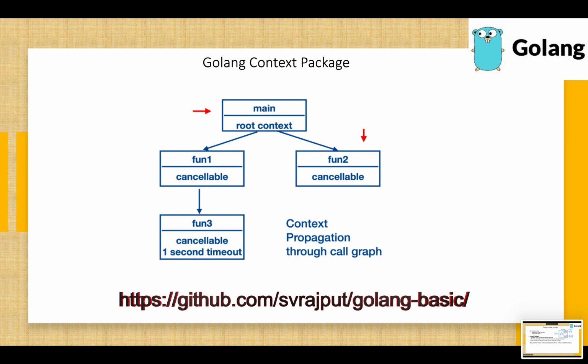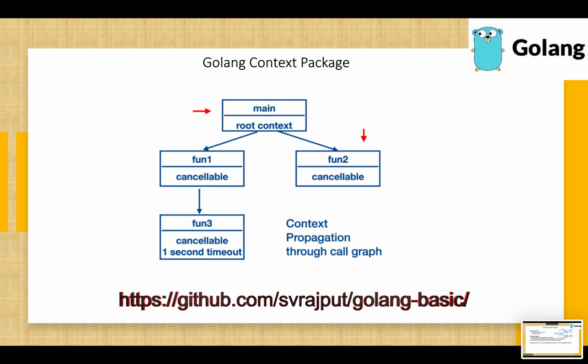Here is an example which shows how the context propagates throughout the life cycle. For example, the main Go routine creates the root context and derives a cancellation context from the root context and passes it to function 1 and function 2. Function 1 derives a new context from the cancelable context and sets a timeout of, let's say, 1 second. And function 3 is supposed to complete its execution within 1 second. Otherwise, it will time out and return context back to the primary.